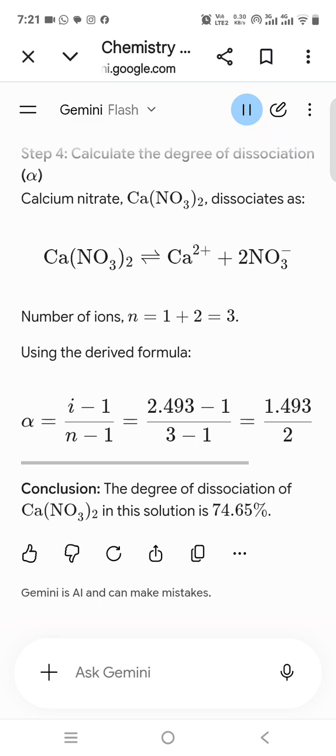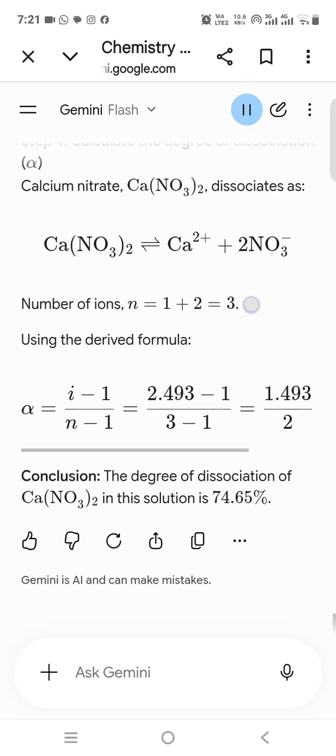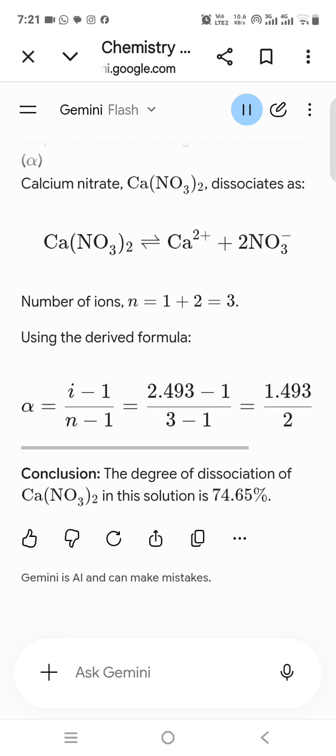Answer: derivation. Consider the dissociation of 1 mole of an electrolyte A_xB_y. Let alpha be the degree of dissociation. Initial moles, and total number of moles of particles at equilibrium. Let n equals x plus y, the total number of ions produced per formula unit. By definition, the Van 't Hoff factor i is the ratio of observed moles of particles to the theoretical moles calculated assuming no dissociation.